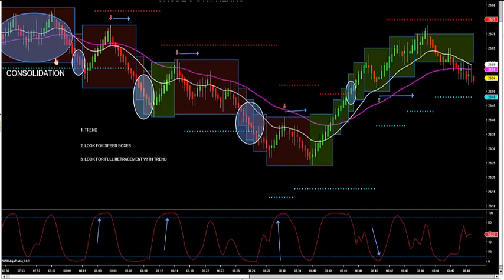So these are big inflection points. There's your consolidation, more than 4 candles inside the speed box. And these, where I just marked up, are giving you a heads up. This is a leading indicator. This is not a lagging indicator. This is very, very leading.